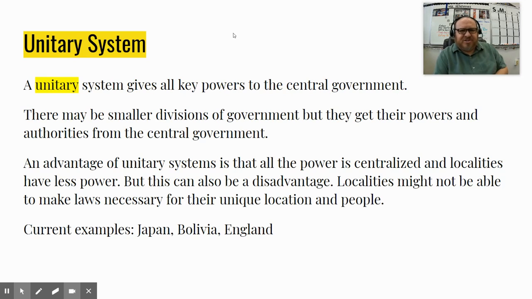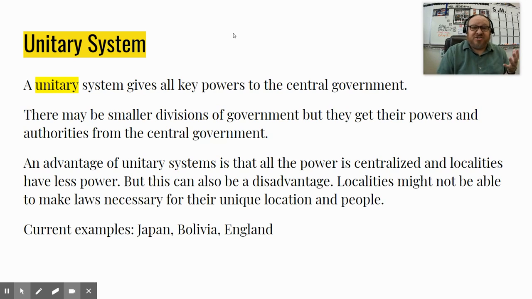So, first off, a unitary system gives all key powers to a central government. That central government is pretty much the only government. Sometimes they divide up into smaller divisions, mostly cities and towns. But those cities and towns only get their power from the central government. So the central government decides what those other divisions of government have power over.